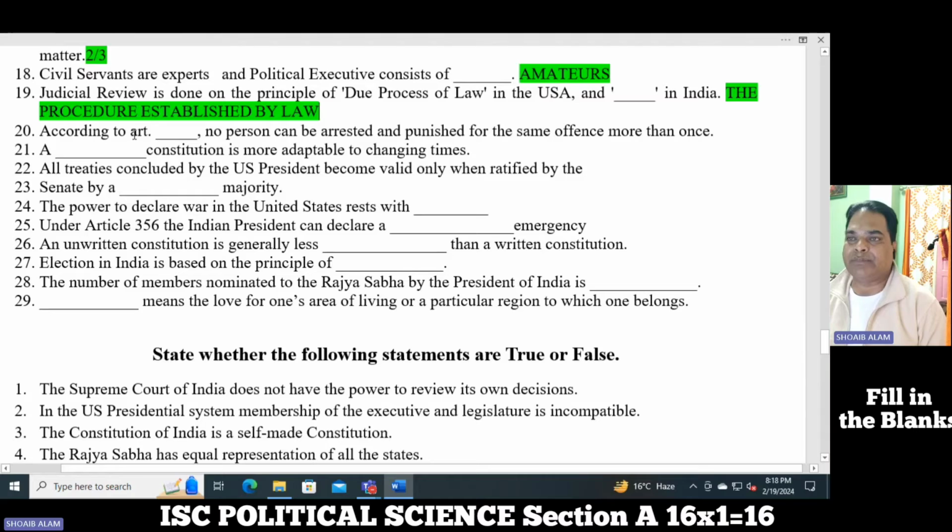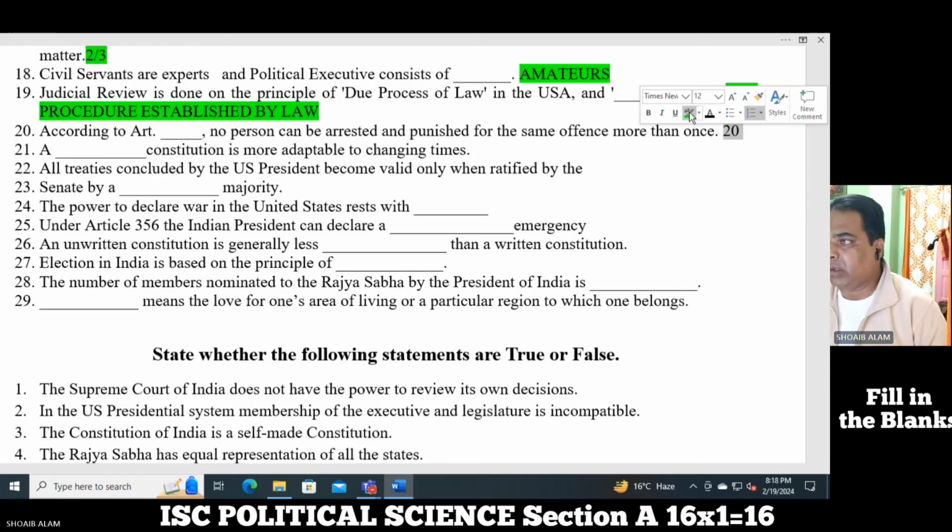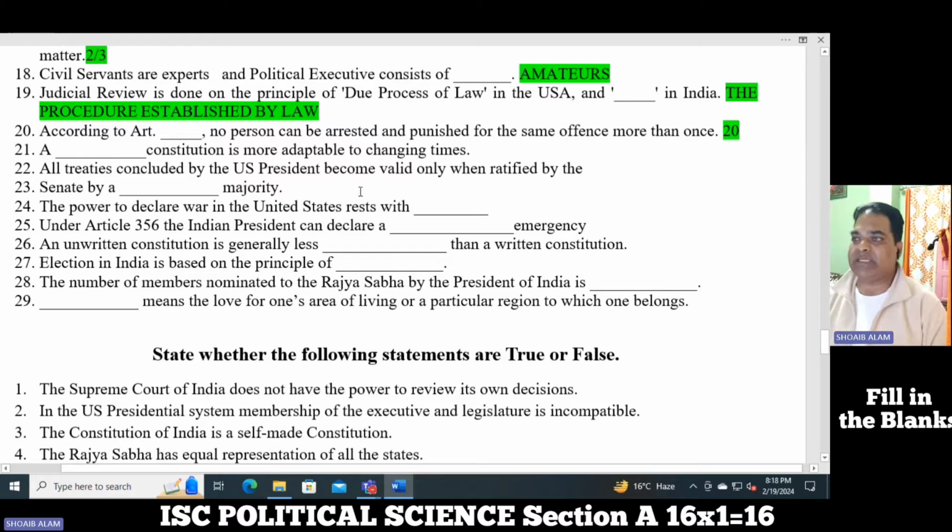According to article dash, no person can be arrested and punished for the same offense more than once. According to which article? According to article number 20. Okay, article number 20 prohibits punishing or arresting a person twice for the same offense.